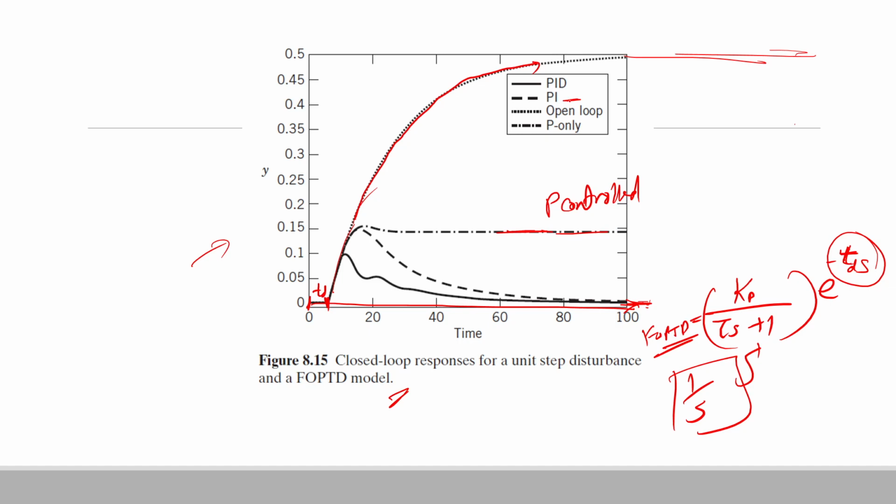Whereas in case of the integral control action, we can see that the controller will take the control action, but it will take some time eventually to reach the set point. Whereas in case of the PID controller, we can see that it will reach the desired set point faster as compared to the PI controller. So this is for the PID controller, this is for the PI controller, and this is for the proportional controller.